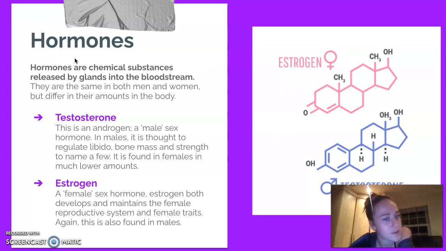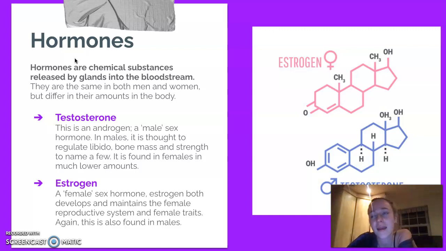So what about hormones? Hormones are chemical substances released by glands into the bloodstream, which we have learned throughout this course. However, these are the sex hormones. They are both the same in men and women, but they do differ in their amounts. They come in two forms, which are testosterone and estrogen. So testosterone is an androgen, but it is a male sex hormone. In males, it is thought to regulate libido, bone mass, and strength, just to name a few. As I said, it is found in females as well, but in much lower amounts.